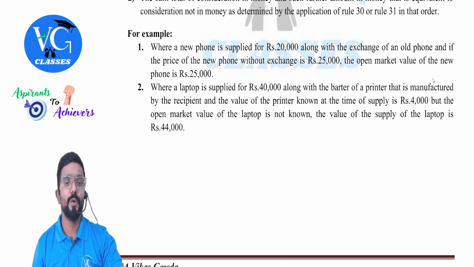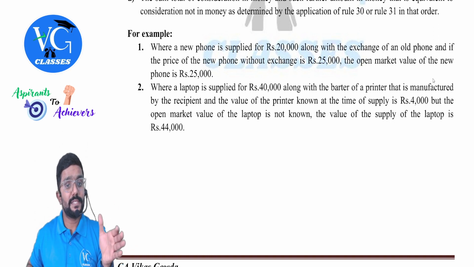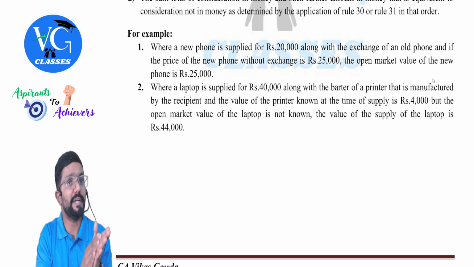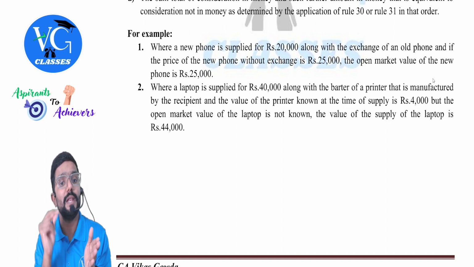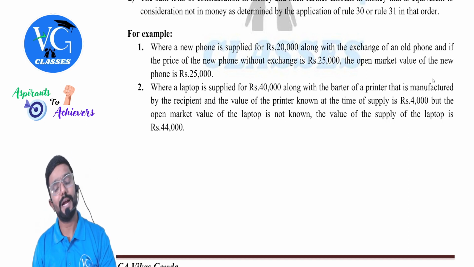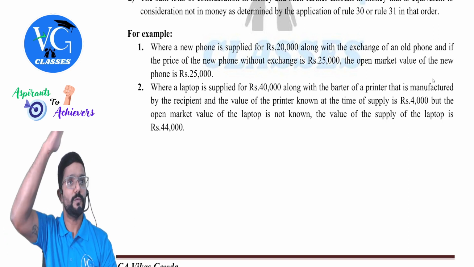Second, where a laptop is supplied for 40,000 along with a barter of printer that is manufactured by the recipient. So it is like this. Recipient is paying 40,000 plus he is also giving printer. In return, what is he getting? Laptop. And the value of the printer known at the time of supply is 4,000, but the open market value of the laptop is not known.